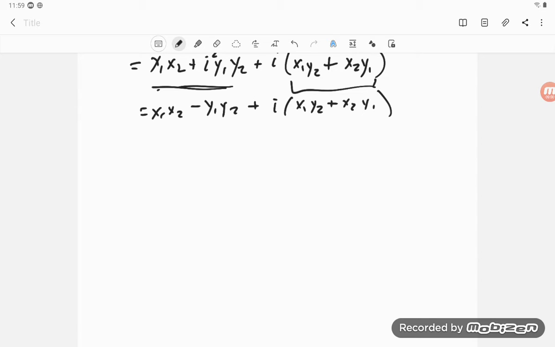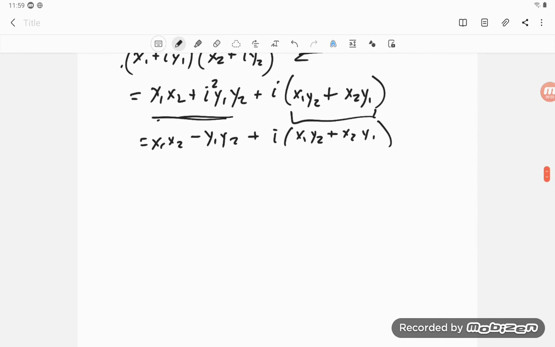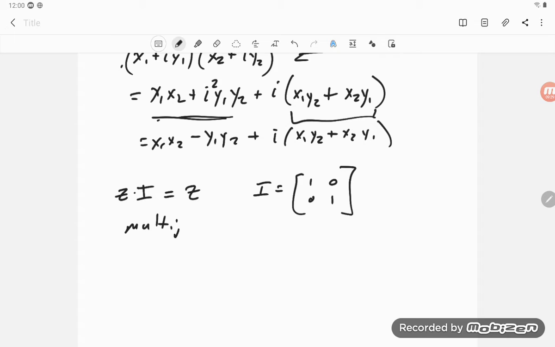Notice you have the identity, right? If you took z times the identity matrix, that would give you z. Since the identity 2x2 is 1, 0, 0, 1, our multiplicative identity is the number 1.